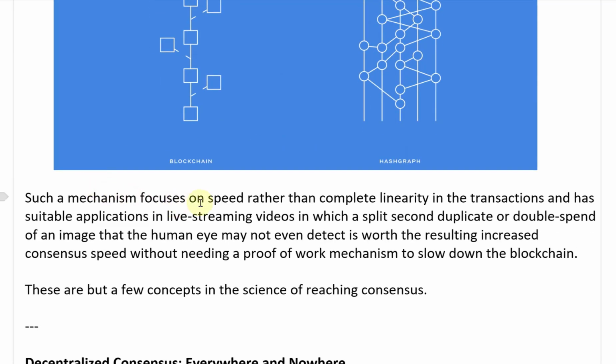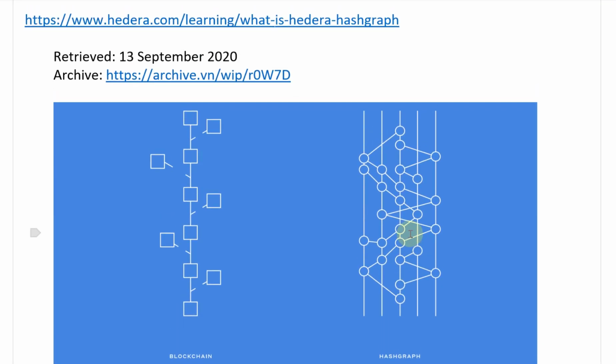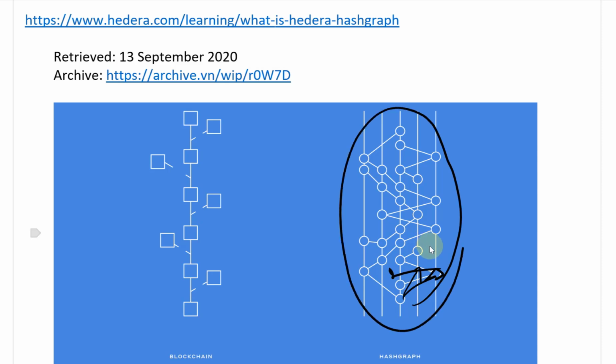Such a mechanism focuses on speed rather than complete linearity in the transaction, and has suitable applications in live streaming videos or in video games, in which a split-second duplicate or double spend of an image that the human eye may not even detect is worth the resulting increased consensus speed, without needing a proof of work mechanism to slow down the blockchain. In other words, even if you're watching a movie and all of a sudden there's half a second of duplicates or double spend, and it goes back, as long as the entire overall image of the video is decent, that's good enough.